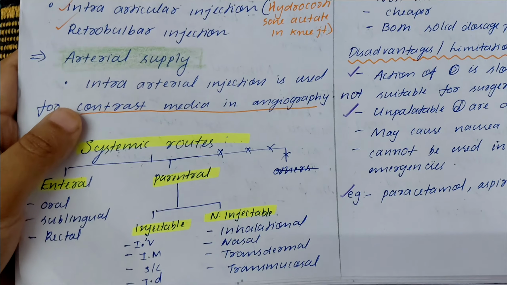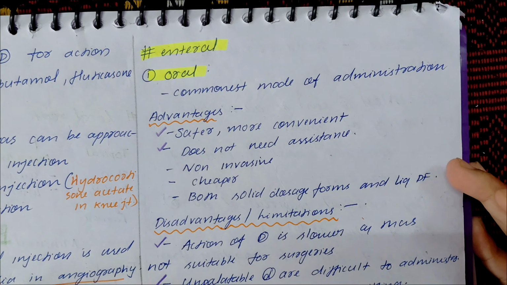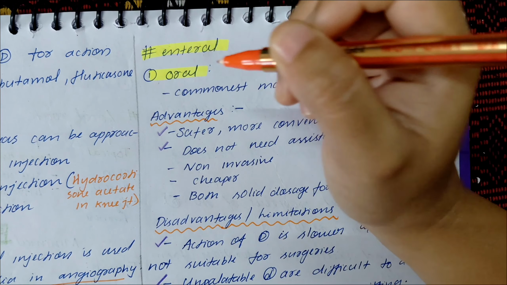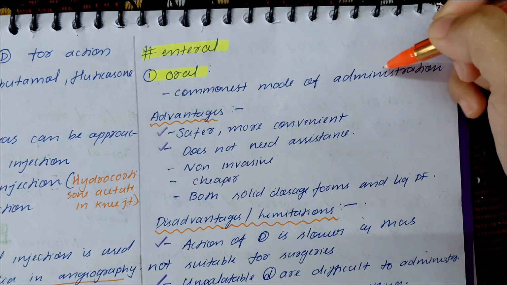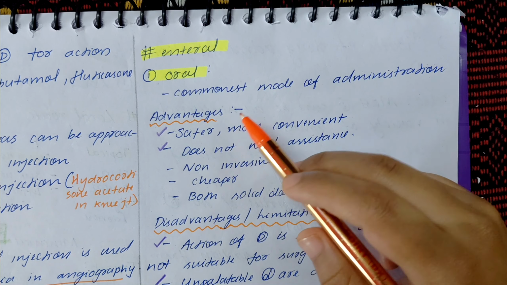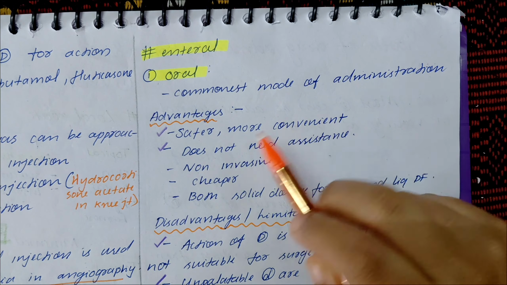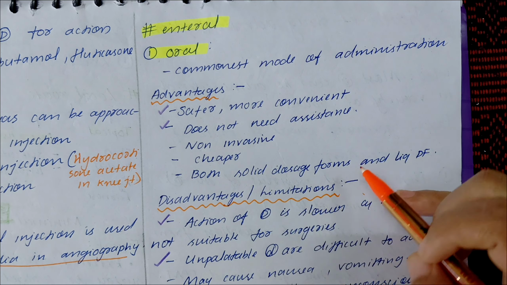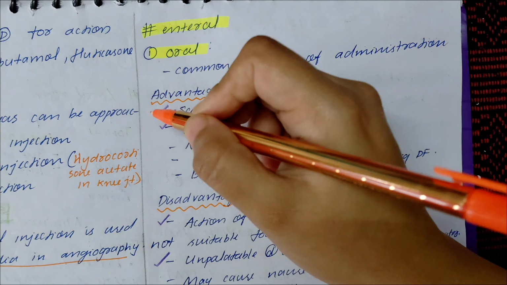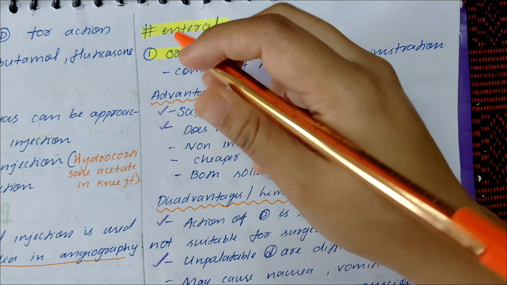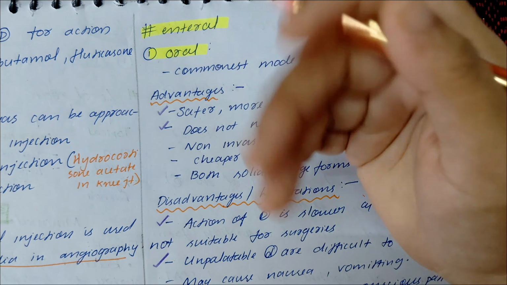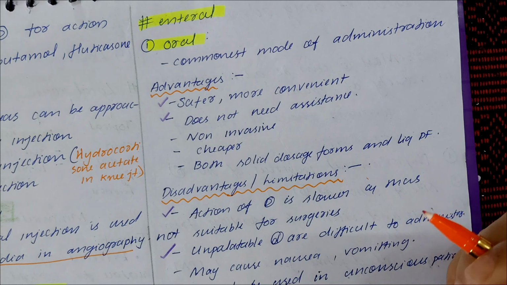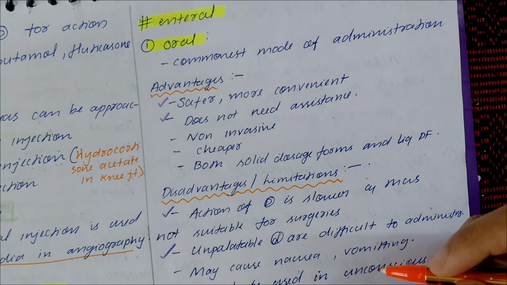Okay. Now let's get into the enteral. So in enteral, what all did we say? Oral, sublingual, rectal. Now let's come to the oral. Oral, we have seen, is the most common mode of administration. Advantages: it is safer, it is more convenient, it does not need any assistance, and it is non-invasive and cheaper. Both solid dosage form and liquid dosage form are there. The points I have ticked using the violet color, you can remember and write in the exam. If you can remember all the other points, it's very good. But for people like me, I can only remember 2 or 3 points, so I make sure that I don't forget those points.